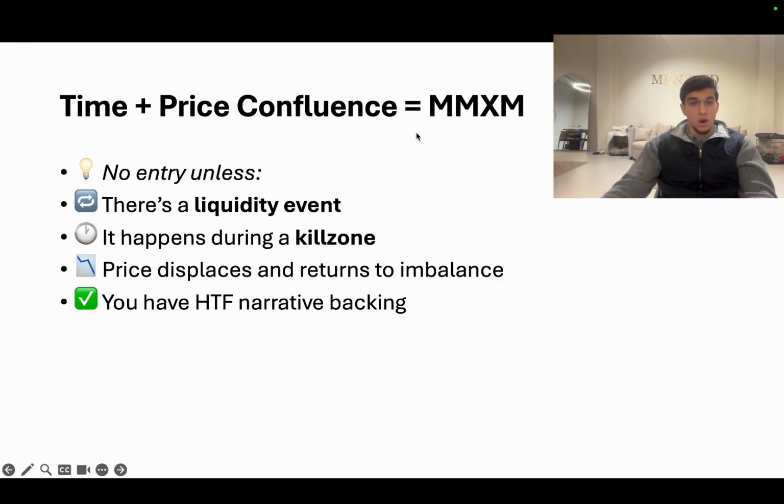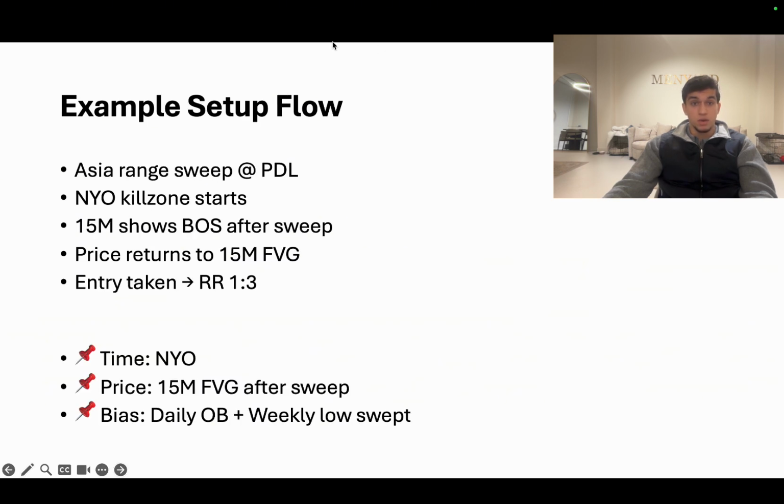Time and price: no entry unless there's a liquidity event. It happens during a kill zone, price displaced and returns to the imbalance. You have a high time frame narrative backing it. Example setup flow: Asia range swept, previous day low, New York kill zone starts, 50-minute shows break of structure after the sweep, price returns to the 50-minute fair value gap, entry taken on the 1 hour. Time, New York, but I'm going to show you guys about that also.